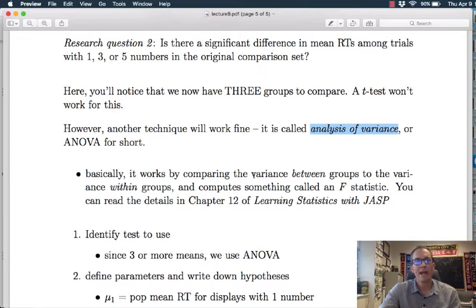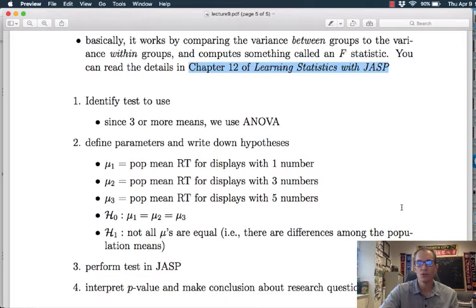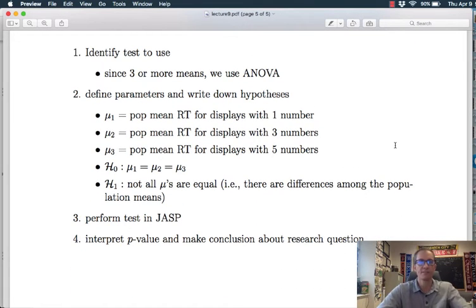What we do is we compare the variance between groups to the variance within groups. And this then is used to compute something called an F statistic. Based on that F statistic and the assumption of a null hypothesis, you compute a p-value. So past that, the mechanics are exactly the same. We've got to define a null, an alternative, compute a statistic, and then compute a p-value. The details, of course, you can read in Chapter 2 of our textbook, Learning Statistics with JASP. But for now, let's just jump into the hands-on how do you do this.